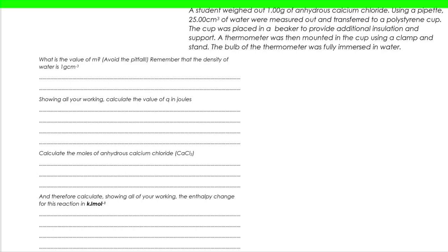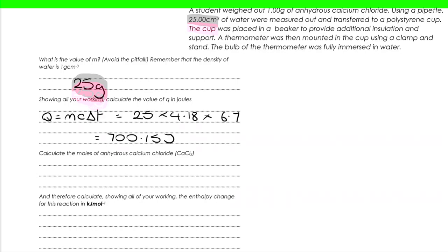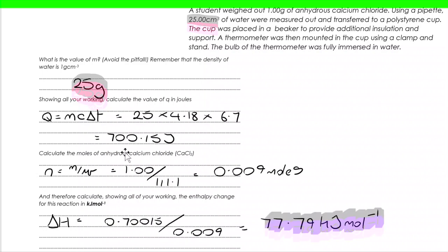So what's the value of m? We're breaking it right down again at this point. We have got 25 cm cubed, so we have 25 grams. If we know that, and we know C, and we know delta T, we can work out Q, and it comes to 700.15 joules. We can also work out how many moles of anhydrous calcium chloride there are, because we have a mass of 1 gram, and we can find its Mr is 111.1. So we've got 0.009 moles. Now I need to convert my joules to kilojoules, divide that by the number of moles, and I get a delta H value of 77.79 kilojoules per mole.